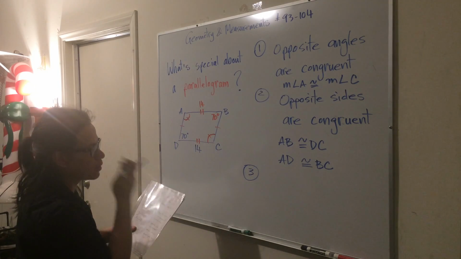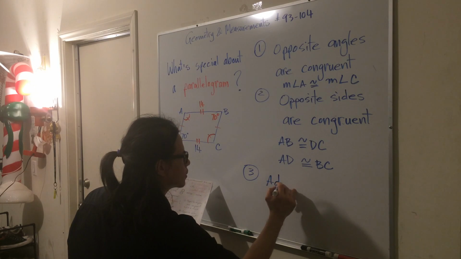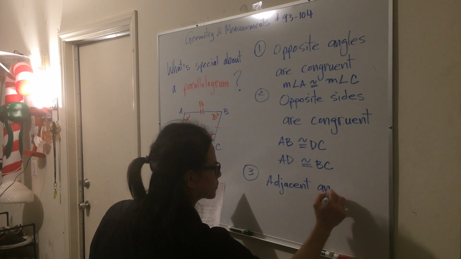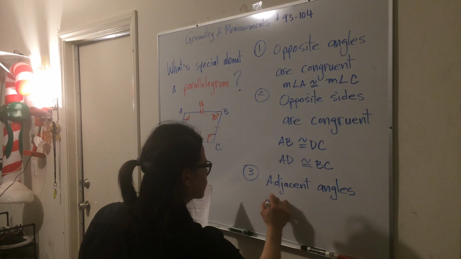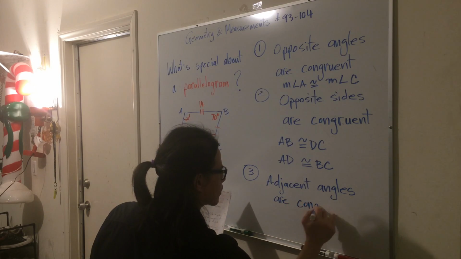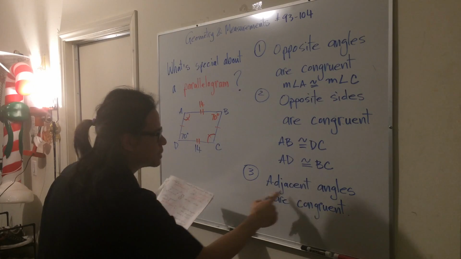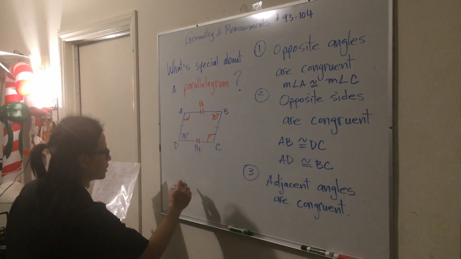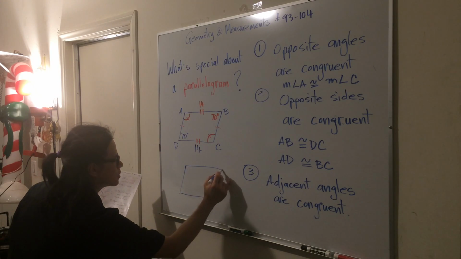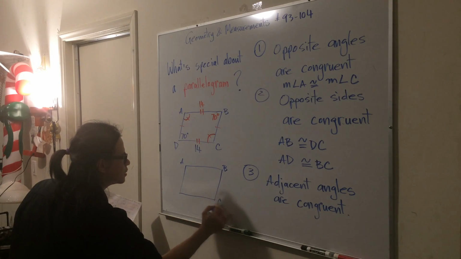Okay? Now, last but not least, another special feature of a parallelogram is that adjacent angles are congruent. If you look up what the word adjacent means, it means next to. So let's give you another nice picture of a parallelogram like this. Okay, so let's also say this is A, B, C, D.